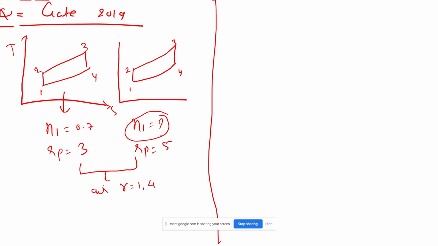Yes, sir. So we have to calculate the isentropic efficiency corresponding to the pressure ratio value of 5. I'll give you 3 to 4 minutes, or 5 minutes. Try to do this. Otherwise, we will discuss this in this class.